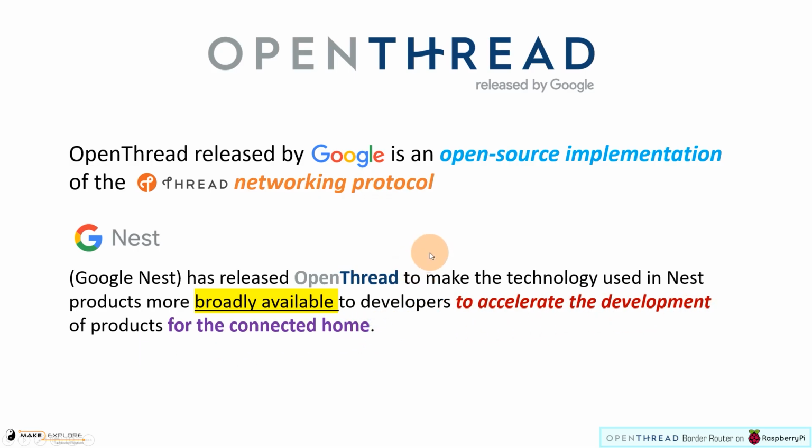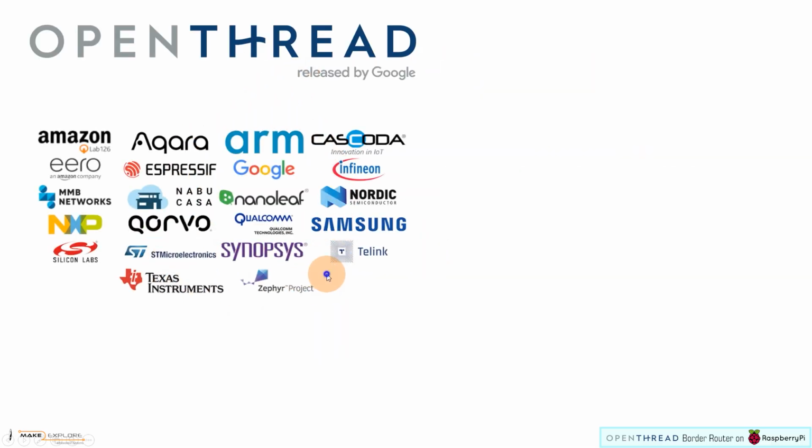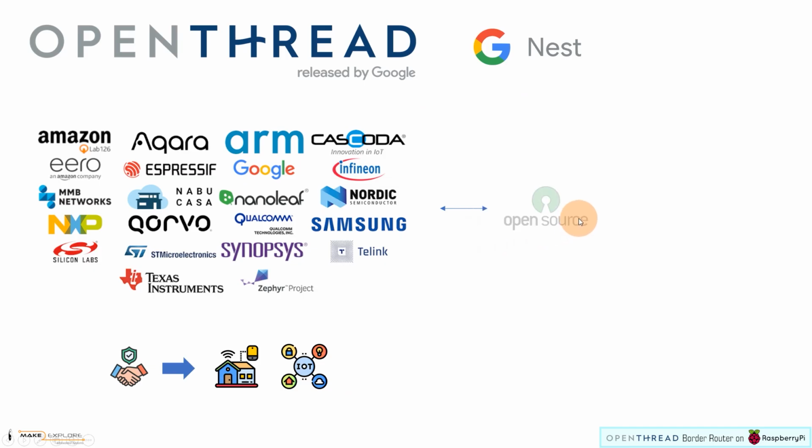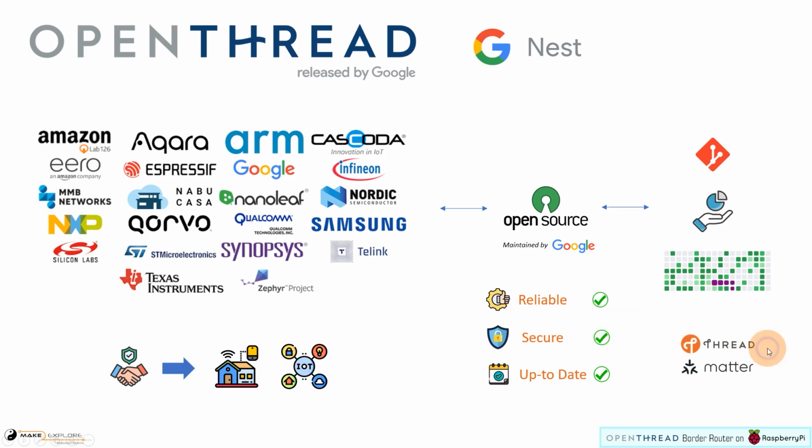So, who supports OpenThread? OpenThread is supported by many leading and reputed tech companies, making it a trusted and future-proof choice for IoT development. It was originally developed by Google Nest and is now open-sourced and maintained by Google, with active contributions from major industry players like Qualcomm, Nordic Semiconductor, NXP, Silicon Labs, Texas Instruments, and ARM. This strong backing ensures that OpenThread stays reliable, secure, and up-to-date, while aligning with industry standards like Thread and Matter, which are shaping the future of connected smart devices.